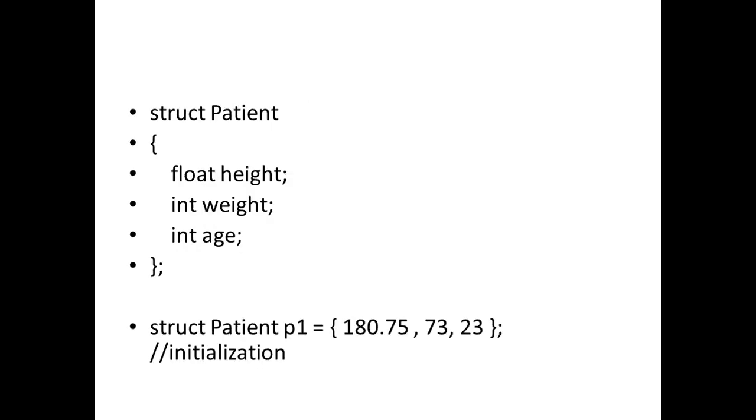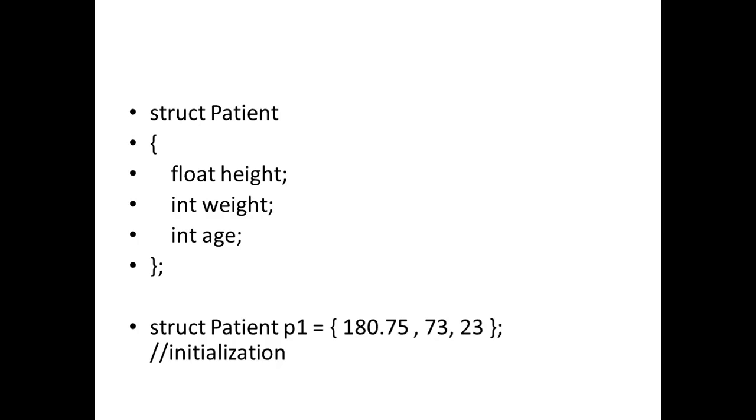And here I'm going to take another example. We are going to declare one structure type, patient. In the patient, we are going to store the patient information: height, weight, and age. Here height is a float data type, weight is an integer data type, and age is an integer data type.